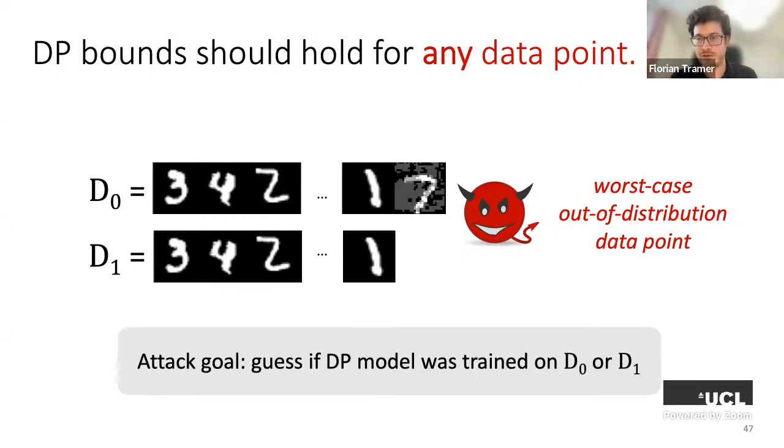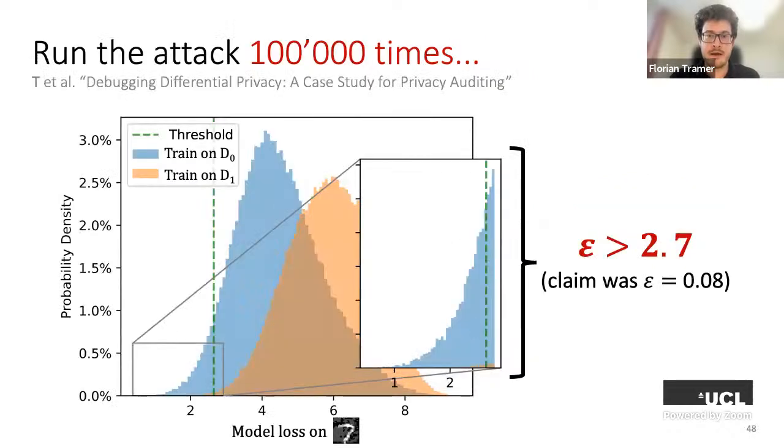Unless, of course, you train with differential privacy, which is supposed to prevent exactly this from happening. So now what we try to do is just train a bunch of models on either this training set D0 or D1, and try to see whether we can distinguish them from each other. And well, we ran this attack like 100,000 times.